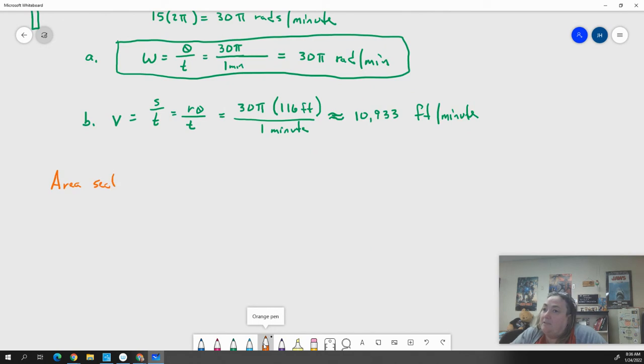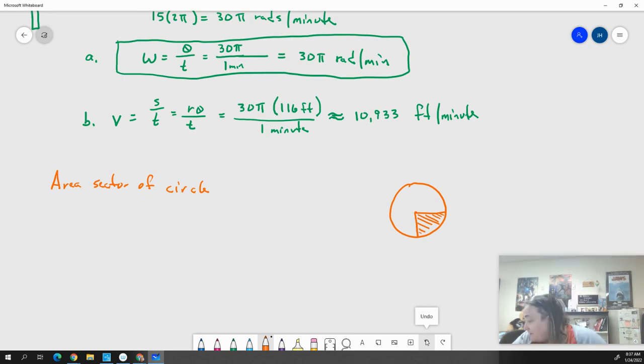Area of a sector of a circle. What is that? If I have a circle, boom, and I have, say, something marked off in there, and I want to know what's the area of this space, right? That's what the area of a sector of a circle is. What's the area of this space?